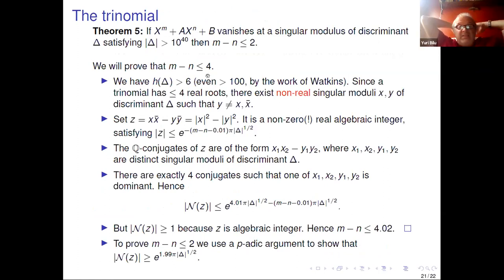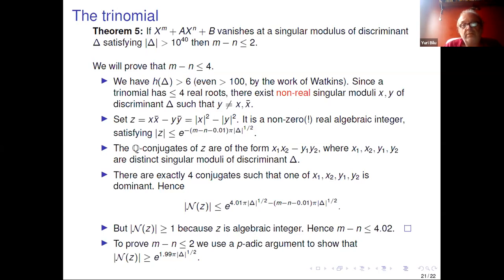Okay. So let's take our trinomial, and let us prove that the degrees m and n cannot differ too much. I will show how we prove the inequality m minus n less or equal than 4. What we know is that delta has a big class number, as I mentioned, from the work of Watkins, who found all deltas with class number at most 100, and they're all much smaller than 10 to the 11. So our delta, if it is a trinomial one, has class number bigger than 100. And we know that a trinomial with real coefficients can have at most 4 real roots. Rolle's theorem.